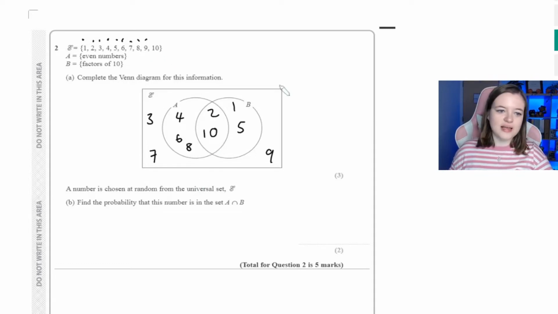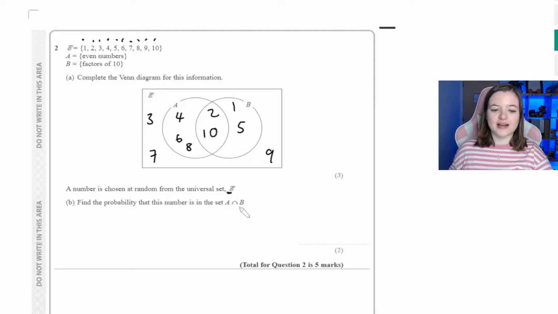So that is that. I'm just going to make sure I've not missed any numbers, and no, I have not. So that is part A. And then a number is chosen at random from the universal set, that symbol there. Find the probability that this number is in the set A intersection B.